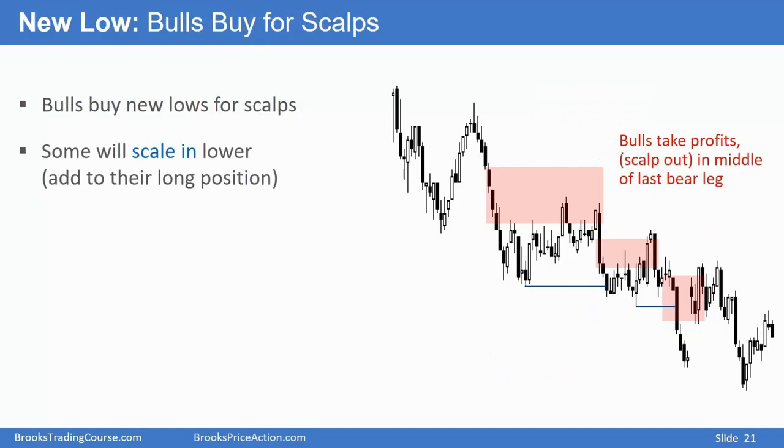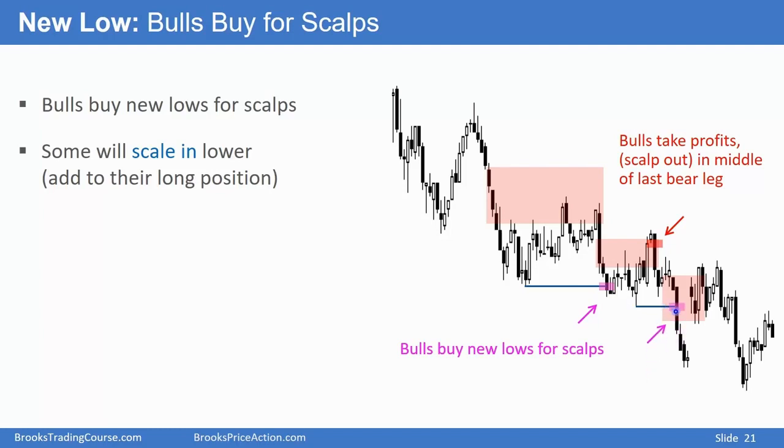Bulls who buy are looking to scalp out somewhere in the middle third where the bears are going short. So for example, a bull who places a limit order to buy at this low gets filled. He'll look to sell, take profits for a scalp somewhere in the middle third. One way to do it is either with a limit order at a certain number of ticks or pips, or simply sell the reversal down and take your profits there.